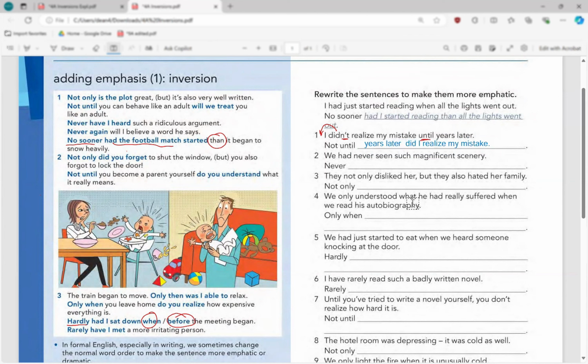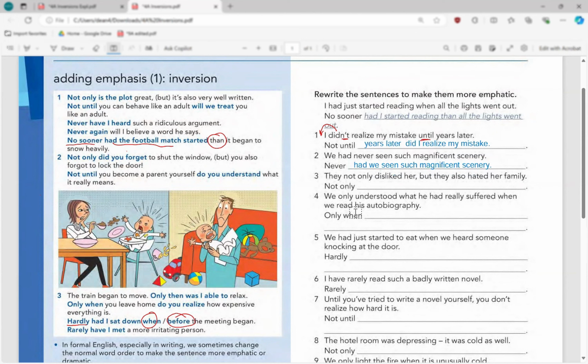Number two, we had never seen such magnificent scenery. As you can see, never is at the beginning of the sentence, so inversion should happen. Had seen is past perfect. The auxiliary is had, and we must put it before the subject, because we is the subject. Never had we seen such magnificent scenery.